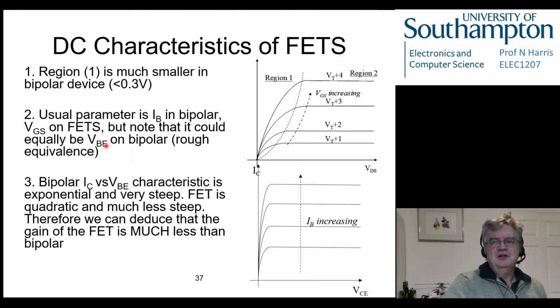But remember, there isn't a linear relationship between VBE and IB. It's a non-linear relationship, which we got from that curve that we just looked at. So for a bipolar, the collector current versus input voltage characteristic is exponential and very steep, as we've just seen on the previous slide. And the FET is a quadratic, as we shall find out, and much less steep. Therefore, we can deduce that the gain of the FET, the transconductance anyway, is much less than for the bipolar, so it's not going to have the same kind of gain characteristics. Similar, but not as good.